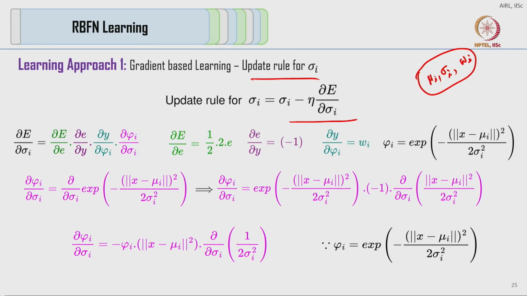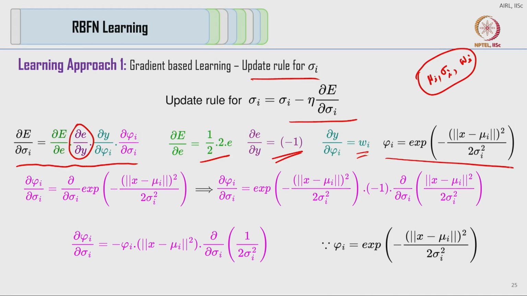Capital E is the loss function. If I am just trying to look at how we can compute the chain rule, ∂E/∂σi is nothing but ∂E/∂e times ∂e/∂y times ∂y/∂φi and ∂φi/∂σi. Just to connect you back again, ∂E/∂e will have 1/2 into 2 times e, ∂e/∂y you will have minus 1, right. ∂y/∂φi you will have Wi, and we have to focus on φi.